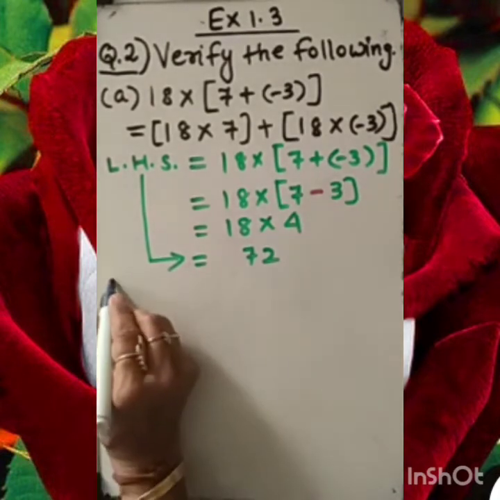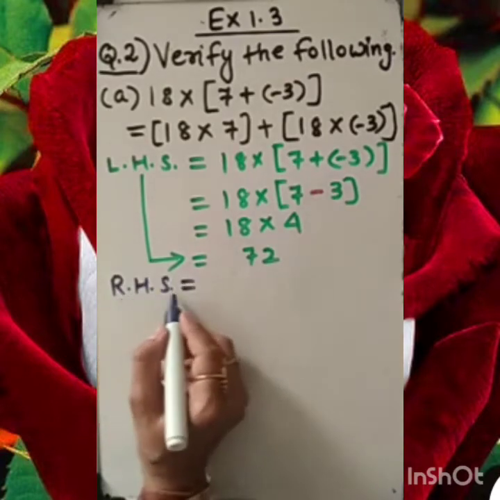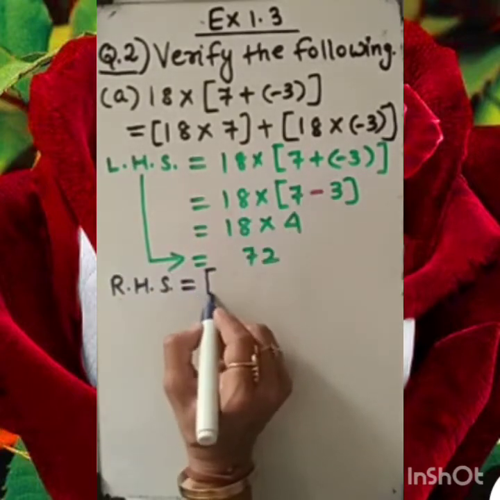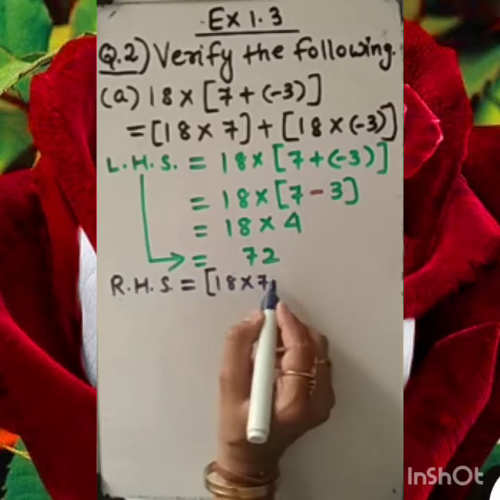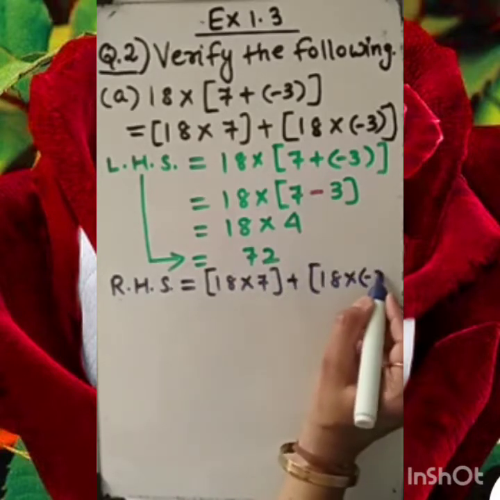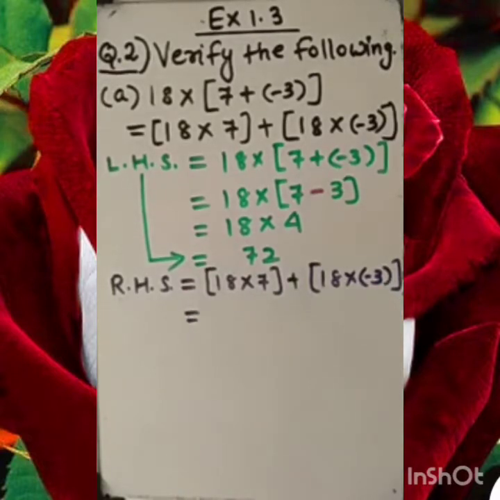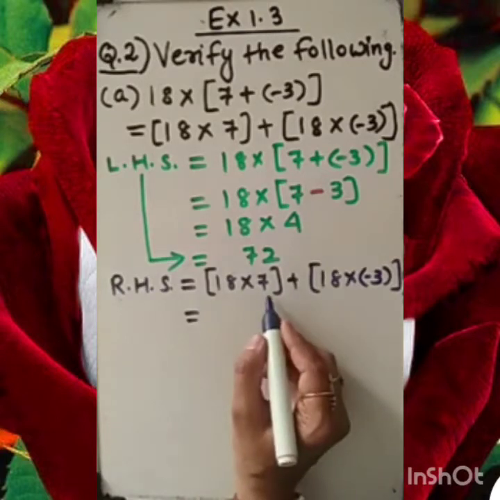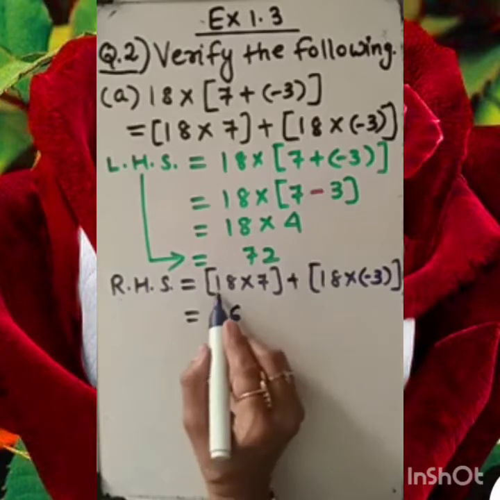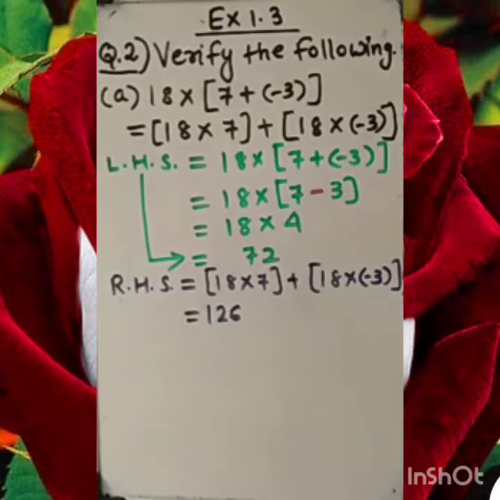So what do we have to do for that? Let's write down RHS, right hand side. This portion is the right hand side. What are we given here? 18 into 7 plus 18 into minus 3. Let's work out. They are both products. 18 times 7: we know very well 8 7s are 56, and 1 7 is 7 plus 5, it is 126.